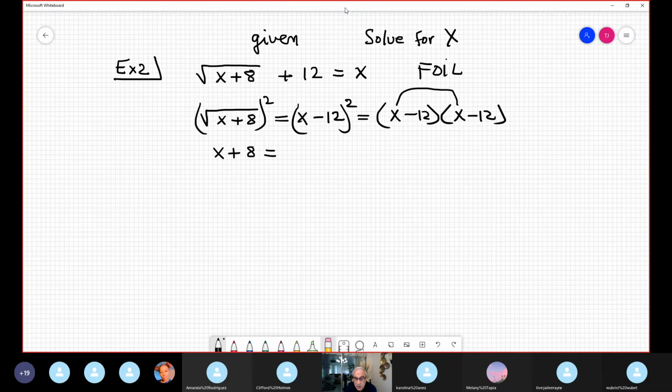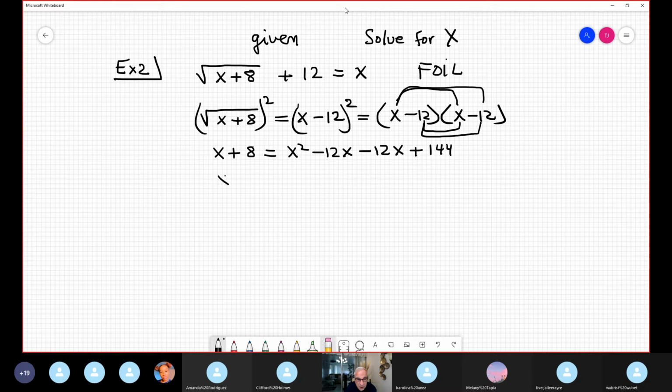x times x is x squared. x times minus 12 is minus 12x. Minus 12 times x is minus 12x again. It's logical because they are twin brothers. And negative 12 and negative 12 together, multiplication is positive 144.